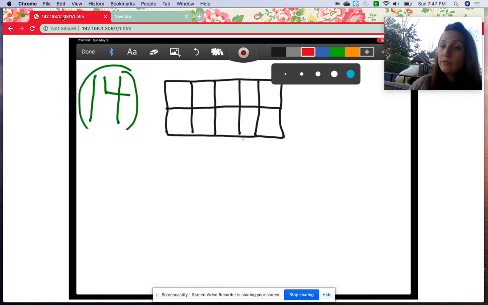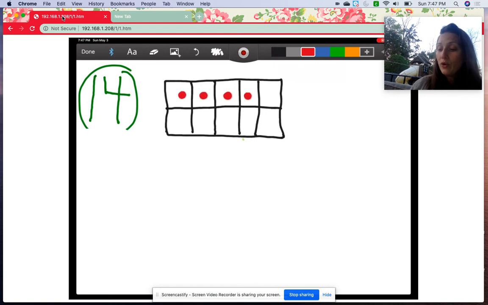In school, counters are usually red. So that's why I like to use the red crayon for this part. But if you don't have a red crayon, that is okay. You can use a pencil. Let's start making our 14 counters. Here we go. 1, 2, 3, 4, 5.